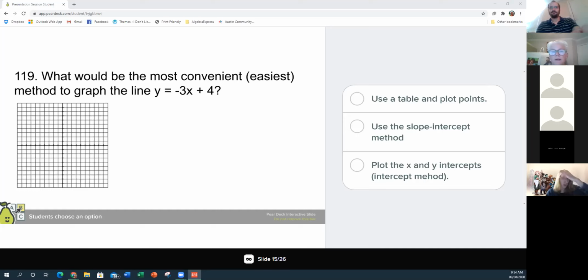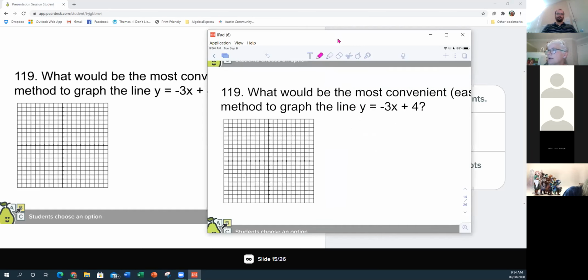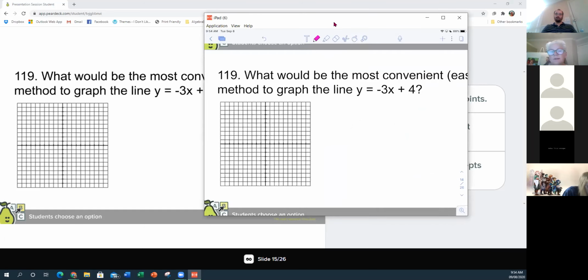Okay, so I have an even number of people who used the slope-intercept method and plotted by using the intercept method. I would definitely think that the easiest way to do this would be the slope-intercept method, but we'll talk about all the different methods. So here, the slope would be -3/1, and the y-intercept would be 0, 4.